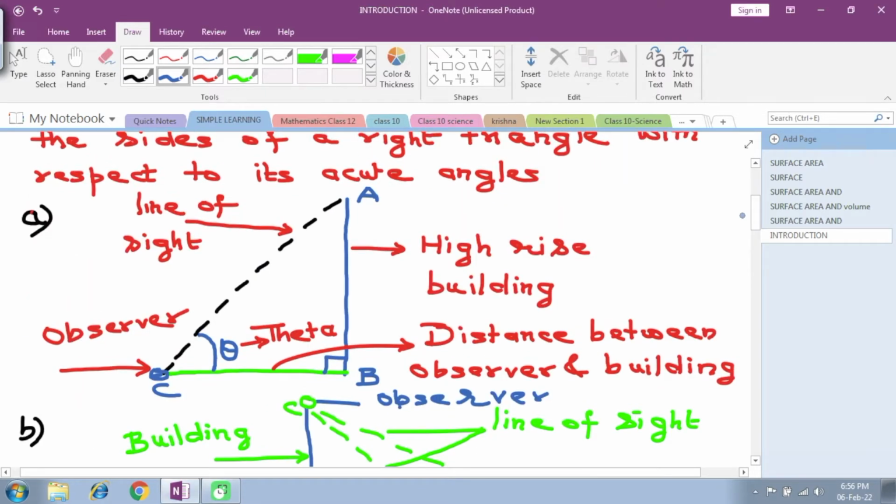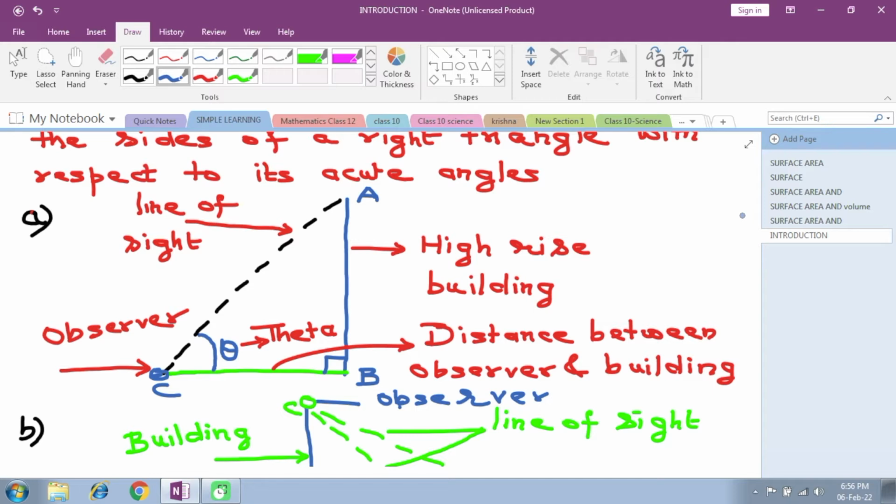Before we move ahead, I would like to give you a brief introduction to some applications of trigonometry which we are going to study later on in detail. Now suppose here in this figure AB is a high-rise building. I want to find the height of this building, an approximate height.